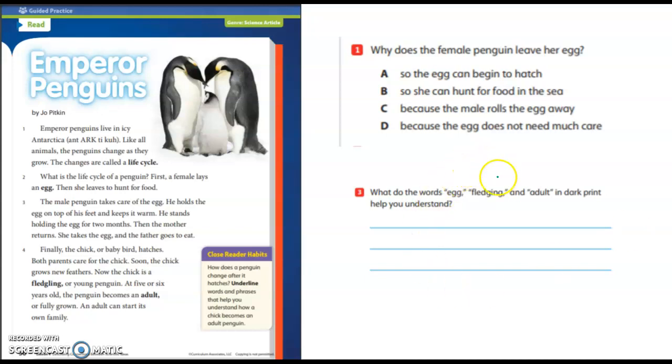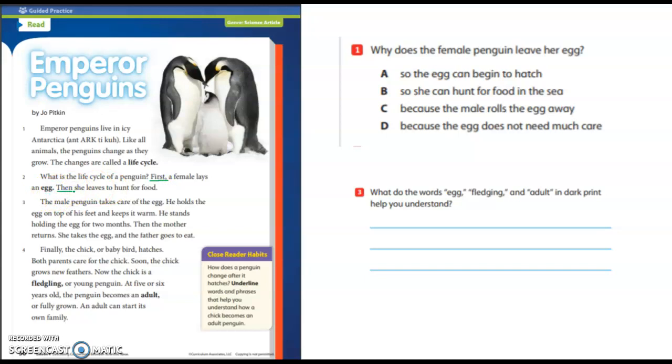Emperor penguins live in icy Antarctica. Like all animals, the penguins change as they grow. The changes are called a life cycle. What is the life cycle of a penguin? First, a female lays an egg. Then she leaves to hunt for food. You guys are getting really good at identifying sequence. What are the sequence words in paragraph 2? You probably said first and then.